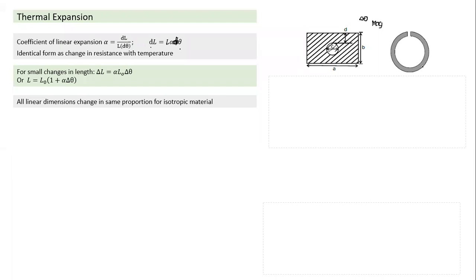If we have another ring, which has a small gap here, what are the linear parameters I can define? It has a perimeter, it has a certain radius, and it has a small gap d here. If we change the temperature, all three parameters will change in the same proportion. Perimeter and radius are very easy to understand. The perimeter is linearly related to the radius, and even this gap also will increase in the same proportion.